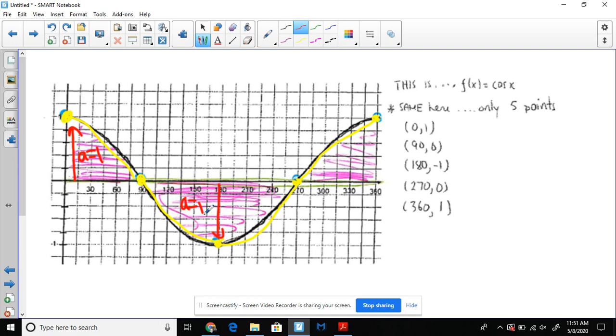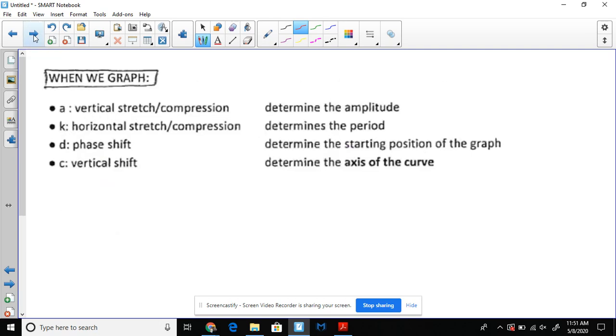Now, when I graph transformations, I mentioned that we're going to be talking about the same things we talked about in the first unit. So all these things here, like the A value of vertical stretch or compression. We're not going to really use this terminology anymore because I know it's the amplitude.